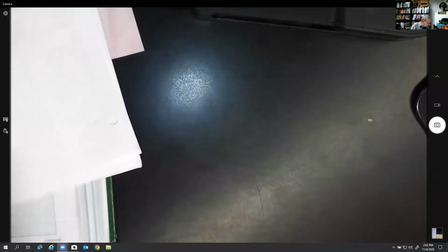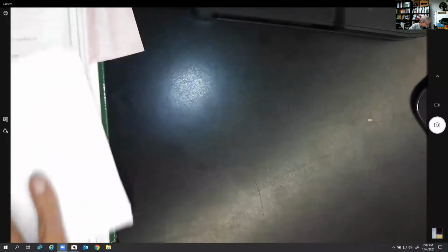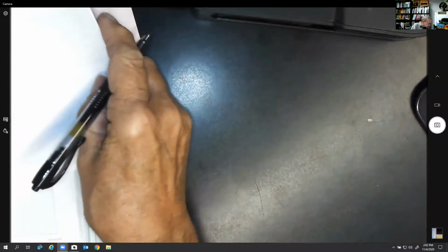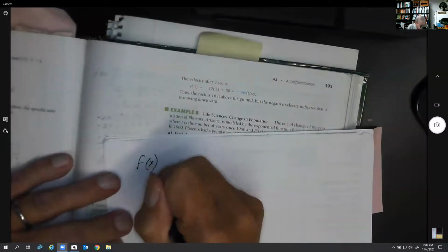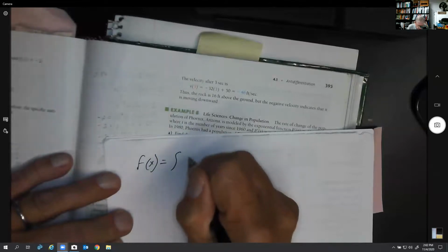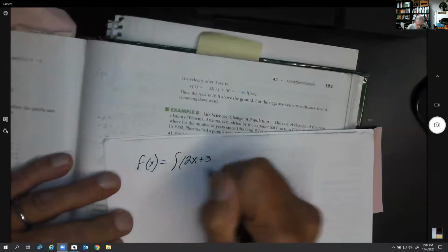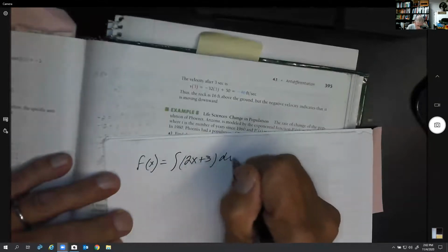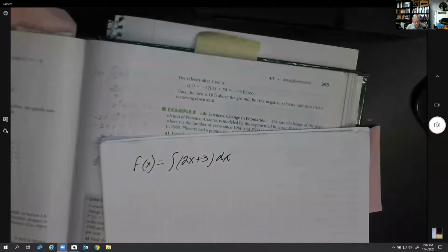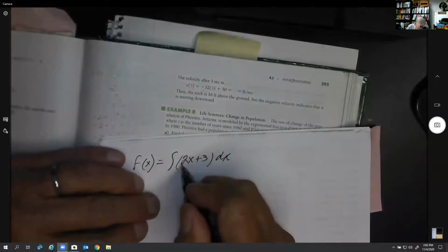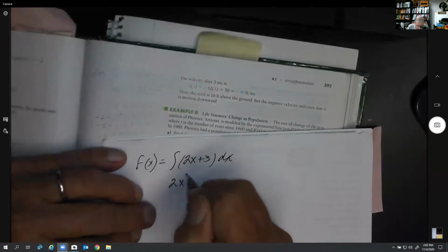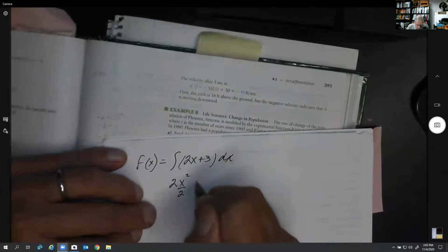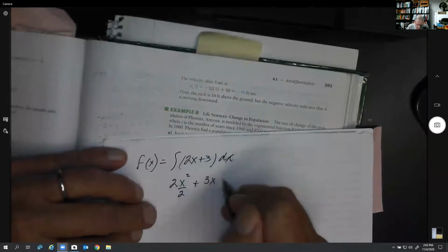On example 6, I think this is getting a little bit ahead of ourselves, but maybe not too much. Let's take a look at this one. Function of x equals the integral of 2x plus 3 dx. The way I would do this one is, I might think of these as two separate problems, or just remember that I'm going to take the integral of 2x, I'm going to factor out the 2. This would be x squared over 2 plus 3x plus c.